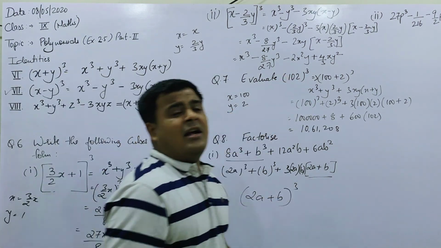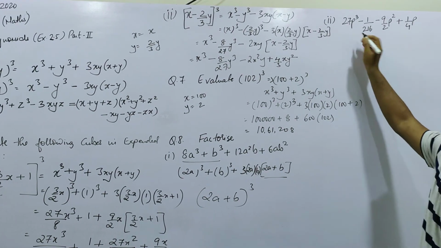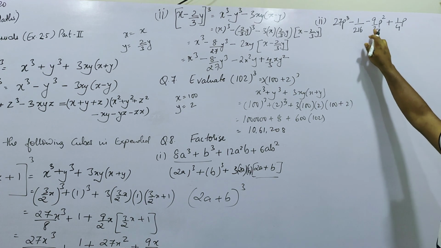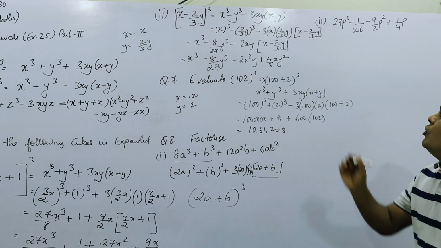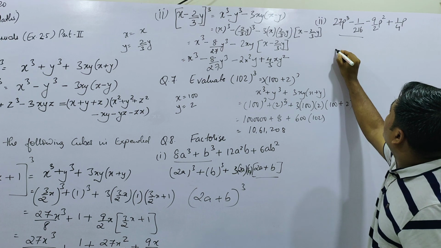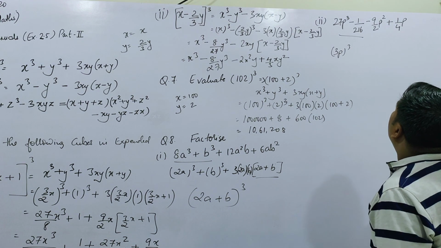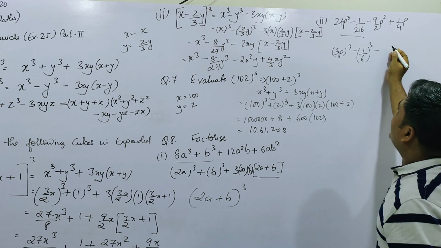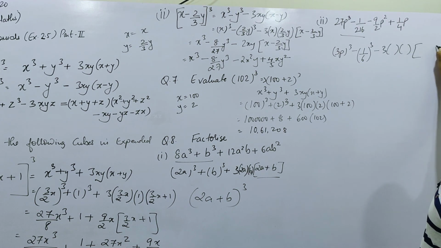Okay, so let us start. Let us try one more question related to the same concept. Here it is given 27p cube minus 1 by 216 minus 9 by 2 p square plus 1 by 4 p. So first of all we are going to find the two whole cubes. These are the two whole cubes. This is the cube of 3p, the whole cube, and 1 by 216 is 1 by 6, the whole cube, minus, I am just writing 3ab into a plus b.